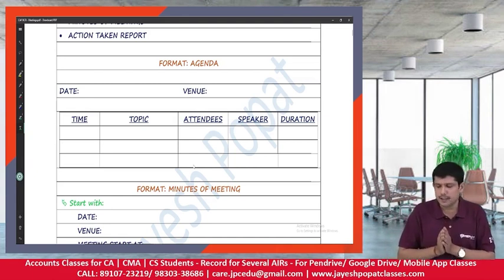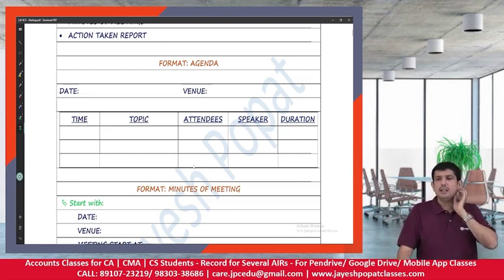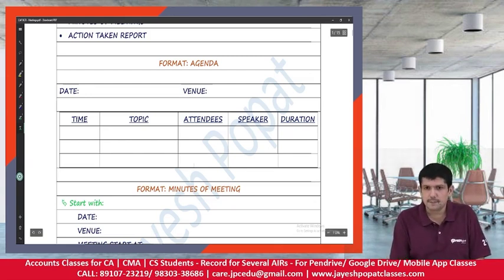What is a tabular agenda? I'll take you to the format. Quickly have a look at the document which I have shared with you. See, the agenda will first start with the date of the meeting. What is this? This is basically the date of the meeting. You need to write the date of the meeting here.